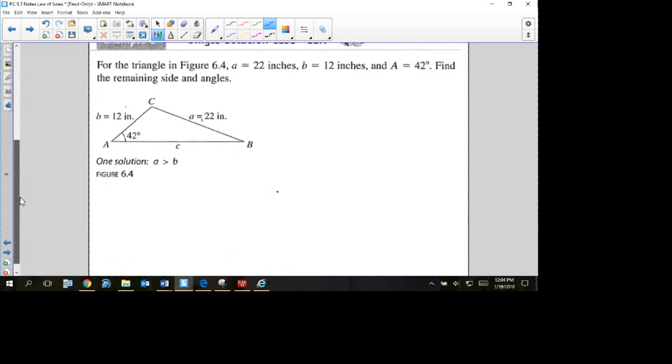It's also not going to tell you that there is one solution. You're going to have to figure that out.